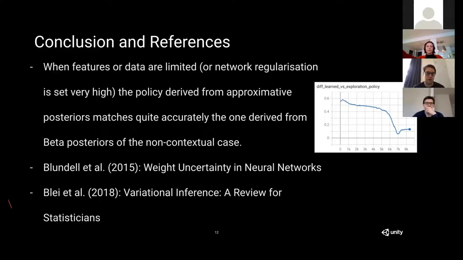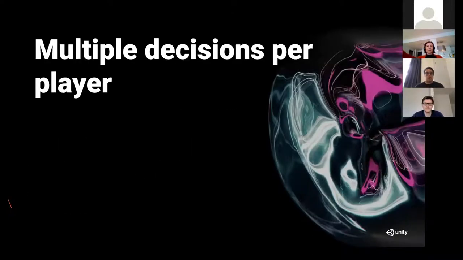All right, so I included a couple of references here that have been helpful for working and understanding this. I guess Weight Uncertainty in Neural Networks has been a very helpful paper for us. And personally, I've enjoyed reading this review article that quite well describes this kind of stuff. All right, that was one decision per player, and we managed to include the epistemic uncertainty in our decisions, and that's that.